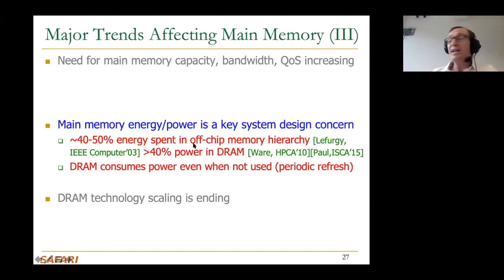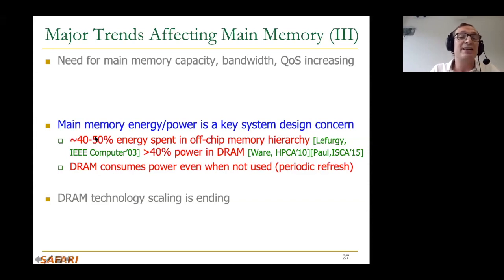Okay, so energy and power is a huge system design concern today. Let me give you some data points. This is a paper by IBM, Lefurgy et al., that was published in IEEE Computer in 2003. They basically analyzed IBM's power systems at that time. I believe it was Power 5 systems, although don't quote me on it. No, it's not Power 5. Power 5 was not out there yet. It should be Power 4 systems or the earlier generation, but I believe it's Power 4 systems.